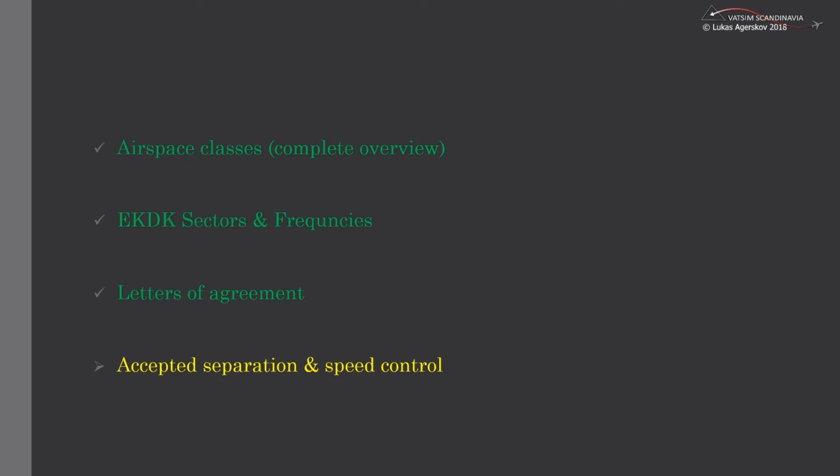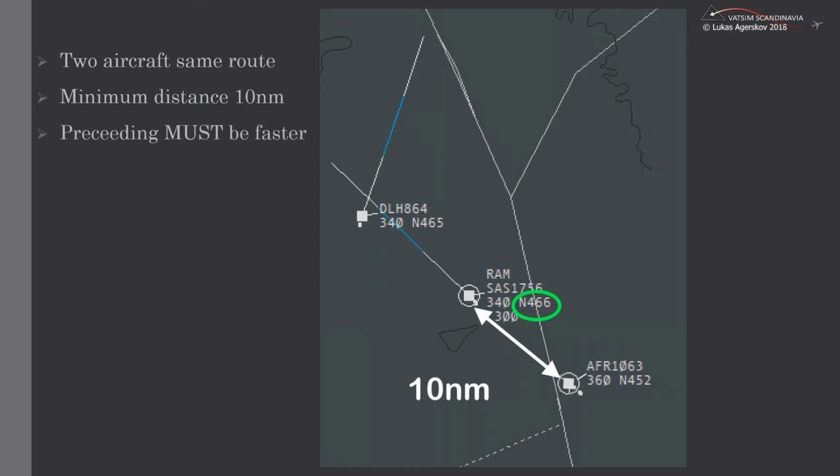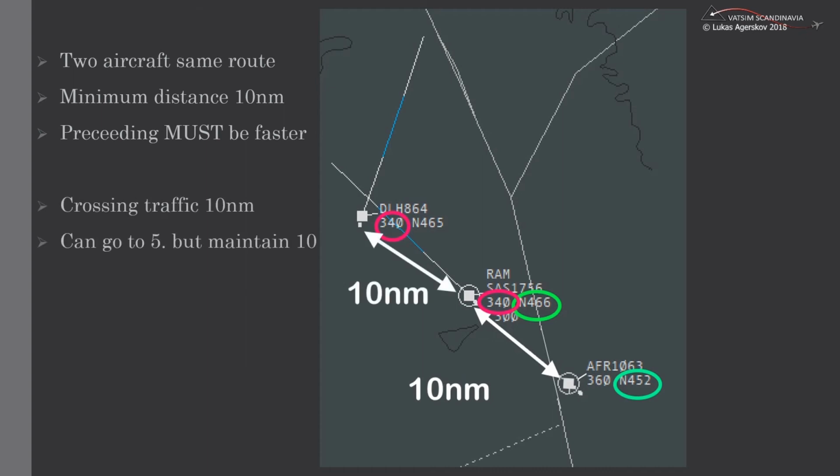Lastly, let's go and look at the accepted separation and speed control. Now, separation wise, there are a few variations. For two aircraft on the same route, same level, or close to the same level, there must be a minimum distance of 10 miles. This is, though, governed by the fact that the one in the front must be faster than the one in the back. When they're crossing the same level, again, the distance is normally 10 miles. You can actually go down to 5, but for VATSIM purposes, and because we're dealing with amateur pilots, maintain 10 nautical miles for crossing traffic as well.